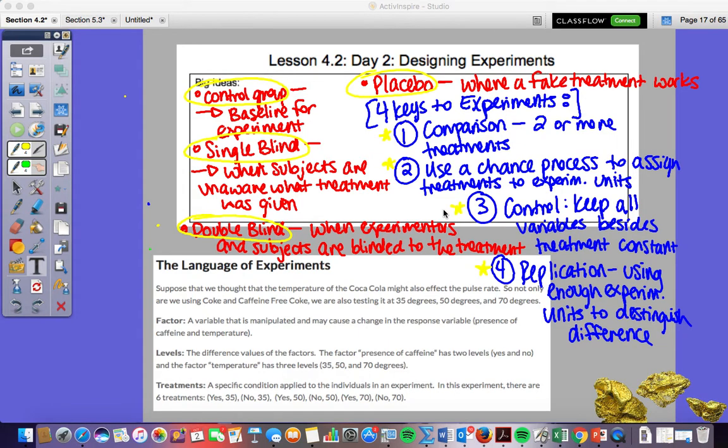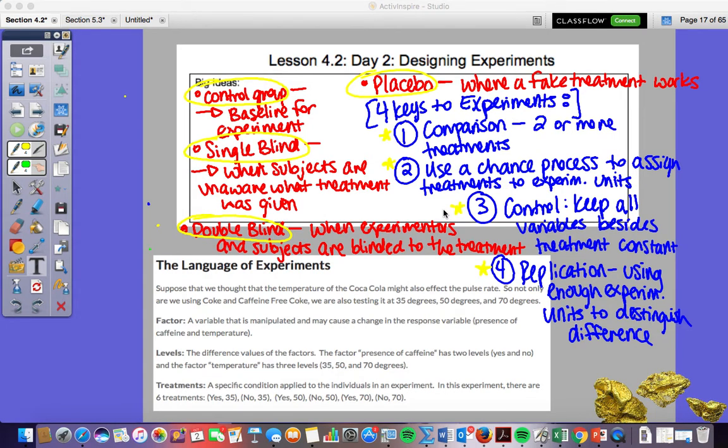Nice. Could someone give me an example of a blind experiment? John Michael? When players on a team don't know if they're getting Gatorade or a Gatorade-like tasting, looking drink, but it's not Gatorade. Correct. It's something where they don't know what they're getting, right? Could someone tweak that, what John Michael said, to make a double-blind? Jaden? When the person administering the test also doesn't know which one is the placebo versus the actual one. Exactly. The person administering it and also the experimental units do not know.